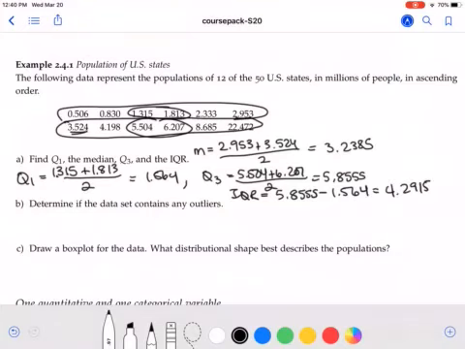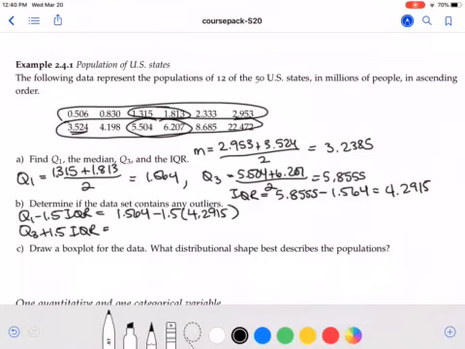4.2915. To see if we have any outliers, we need to find the fences, which were Q1 minus 1.5 IQRs and Q3 plus 1.5 IQRs. So plugging everything we already have into here, we get 1.564 minus 1.5 times 4.2915, and then 5.8555 plus 1.5 times 4.2915. So our fences are at negative 4.873 and 12.293.